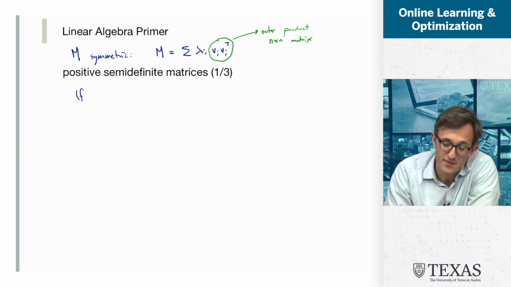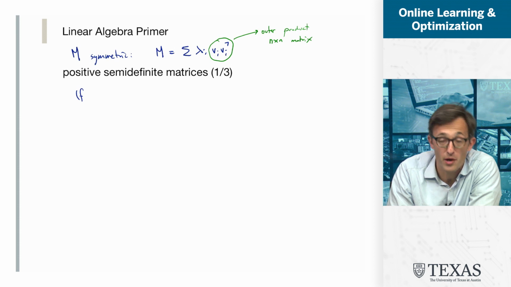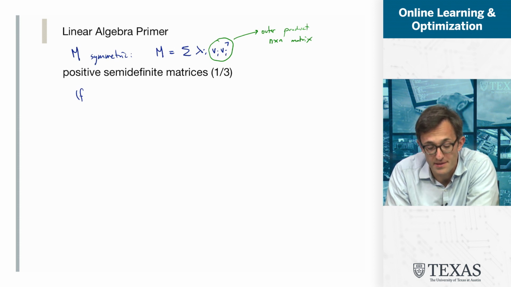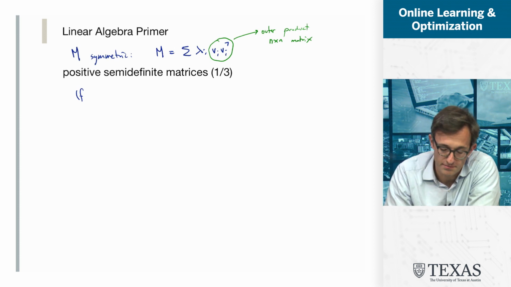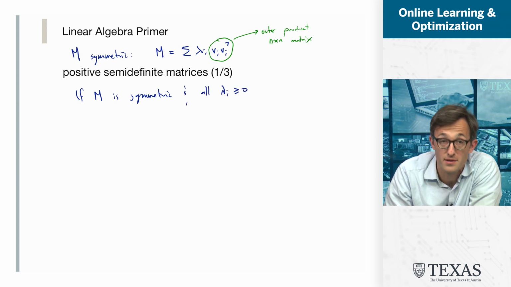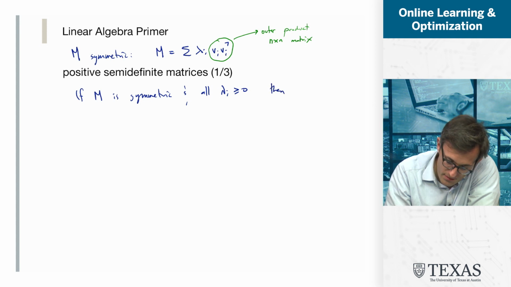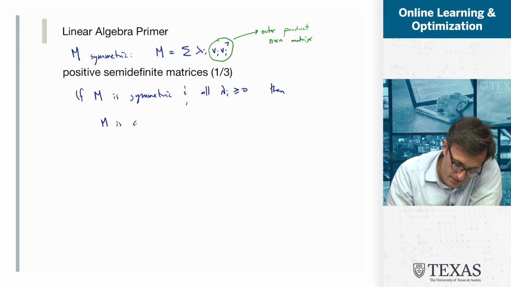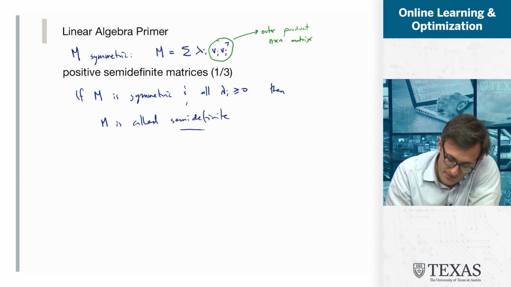If all the eigenvalues are greater than or equal to 0, then M is in addition called positive semidefinite. So if M is symmetric and all of its eigenvalues are greater than or equal to 0, then M is called positive semidefinite.